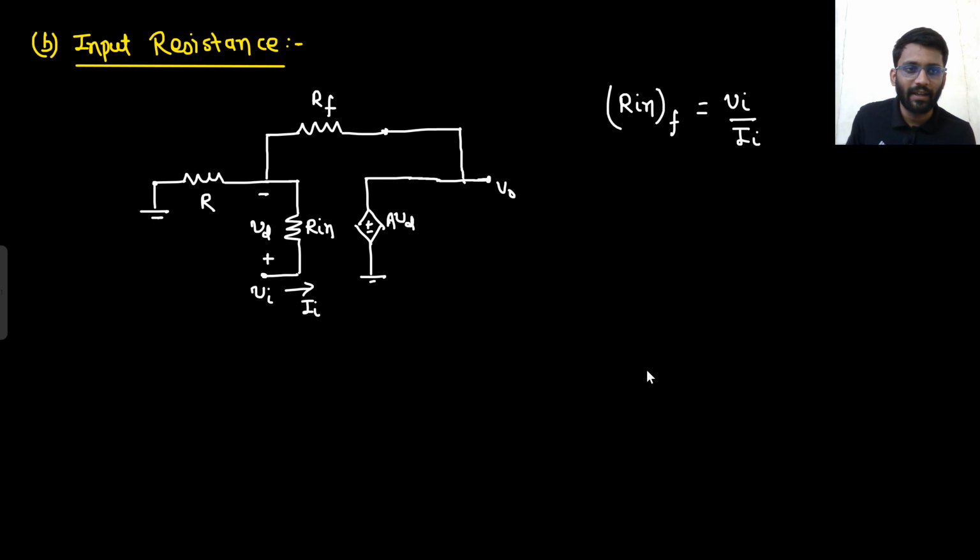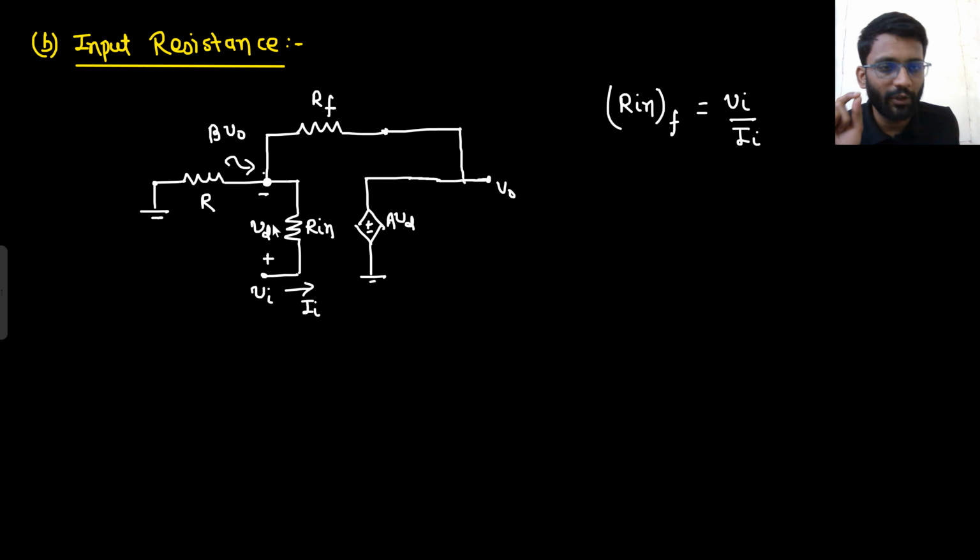If I am finding V in by I in, I need to know the potential here, right? If I know the potential at this point, that will be very easy for me. What will be the potential at this point? Since Rin is very large, I can apply the concept of potential divider. This node will be beta V naught.